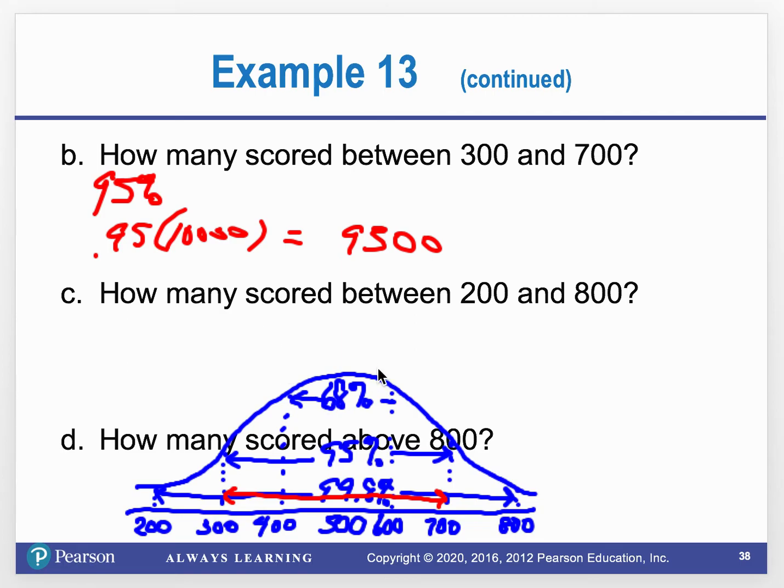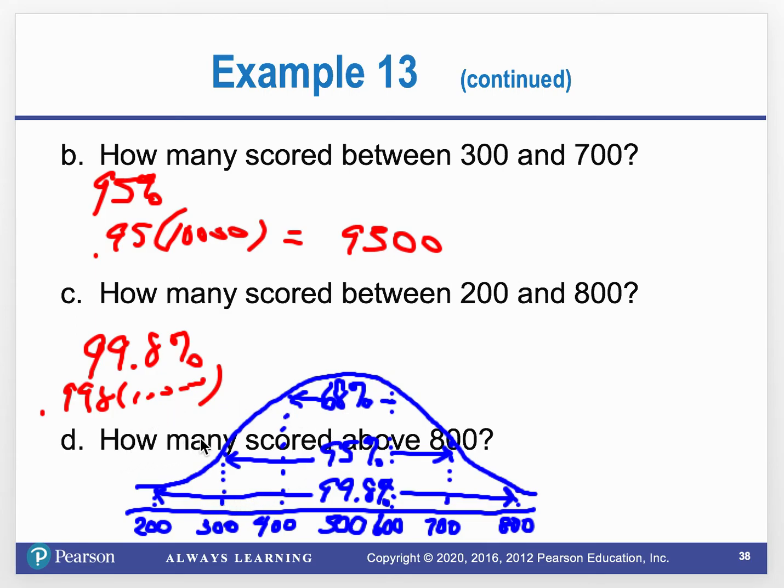How many scored between 200 and 800? Well, look, there's my 200 and there's my 800. So 99.8% of those students did. All right. So this is the percentage. If I wanted to know how many, I've got to do the 0.998 times 10,000 to get that final answer.